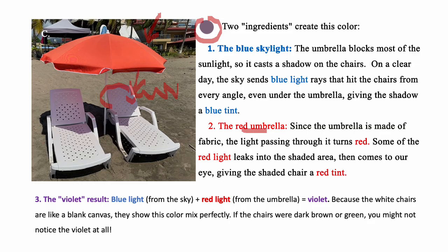So the violet is due to the blue skylight and the red light from the umbrella. And because these chairs are white, they show the color mix perfectly. If these chairs were dark brown or green, we might not notice the violet at all.